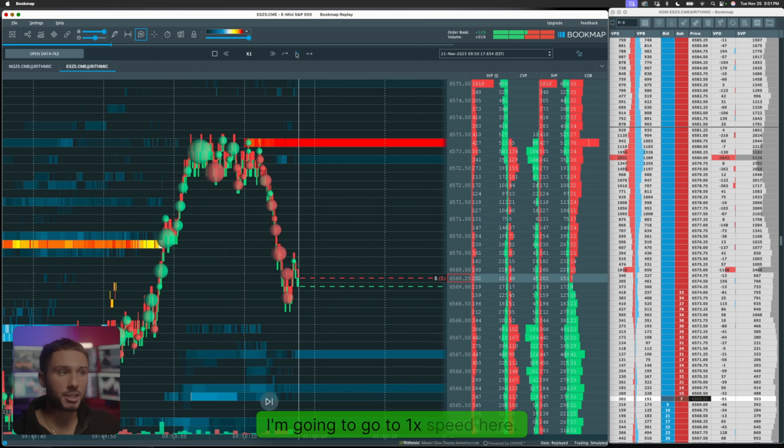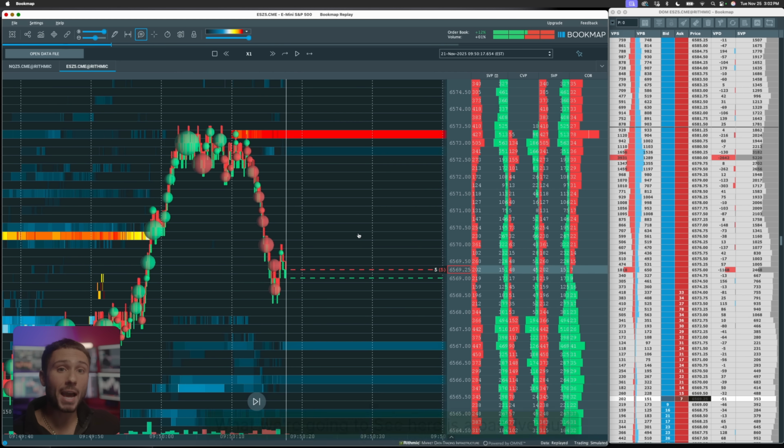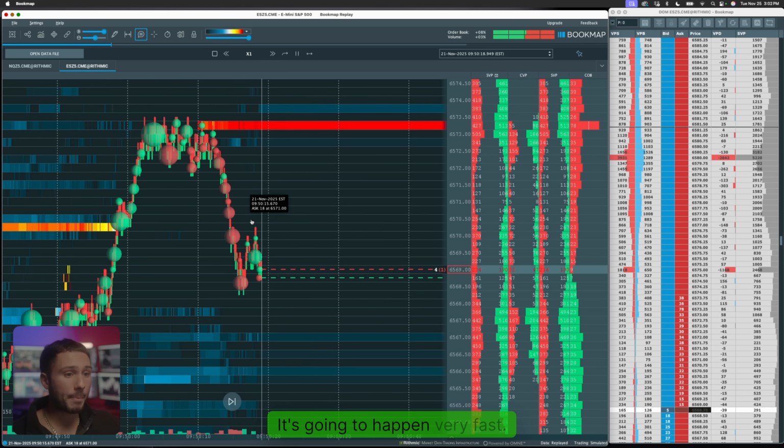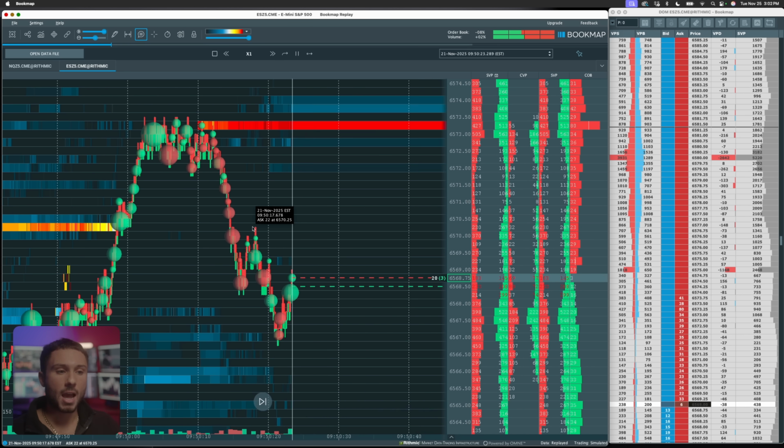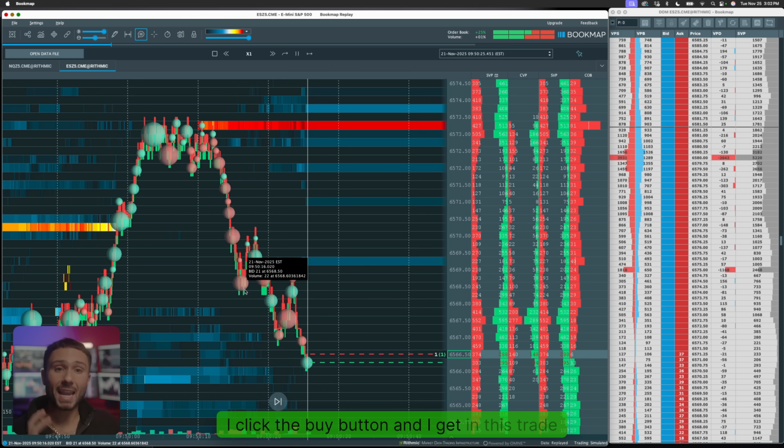In fact, I'm going to go to 1x speed here. 65.70, what we're going to see here is a passive buy order step in, and you're going to see a lot of aggressive selling hit 65.70. So watch this. It's going to happen very fast, but spotting this, as soon as I see this, I click the buy button and I get in this trade long.